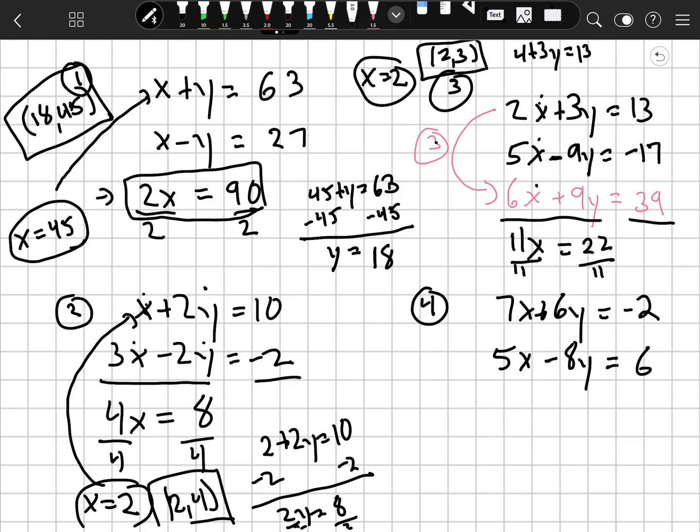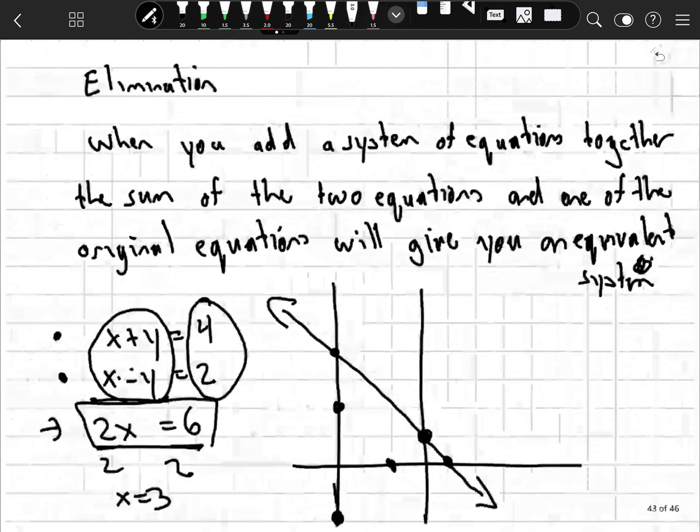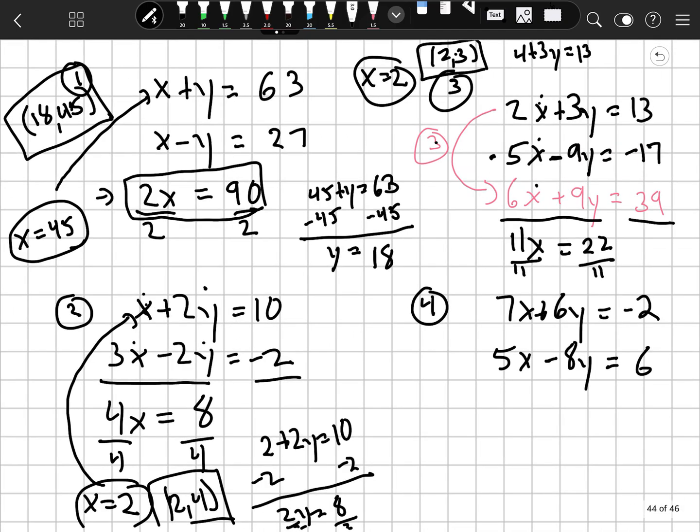Now let's just plug it in to all 3 to see that it works. 2 times 2 is 4, 3 times 3 is 9, they add up to 13. 2 times 5 is 10, negative 3 times 9 is negative 27, adds up to negative 17. 2 times 6 is 12, and 3 times 9 is 27, adds up to 39. Okay, we've got one left. This one maybe a little trickier.